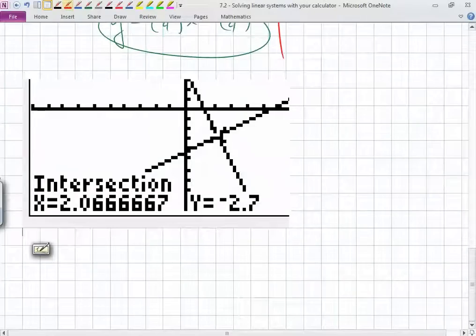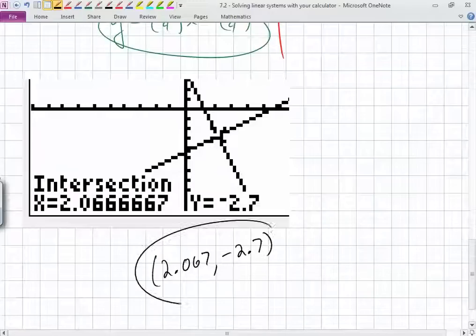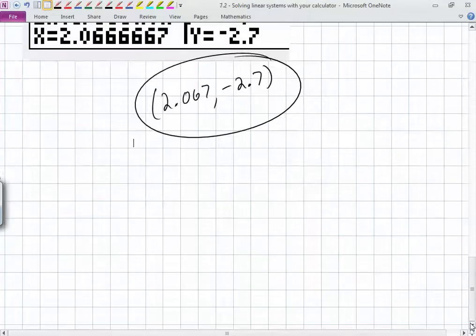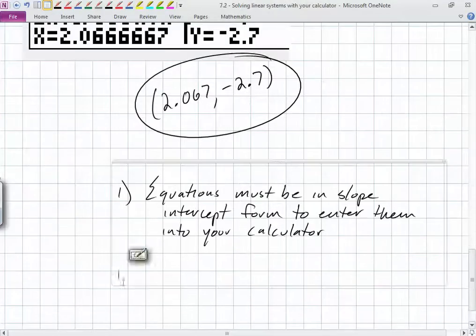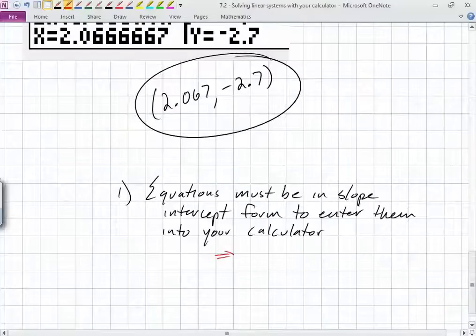So our answer to this would be the point. The solution would be 2.067 comma negative 2.7. You could check that by throwing it into your original equations. So the important things to keep in mind are equations must be in slope-intercept form to enter them into the calculator, which means you need to isolate y.